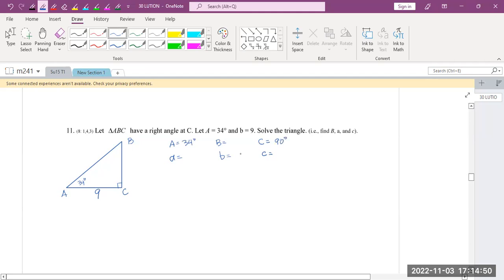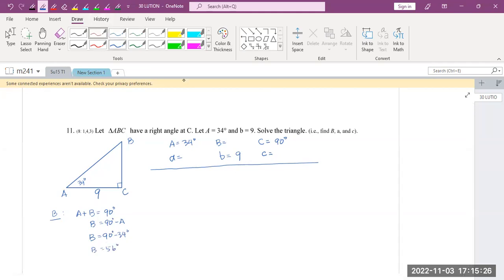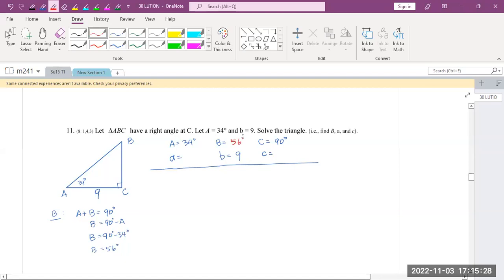We know angle A is 34 degrees and angle C is 90 degrees, right? We know side B is 9. Now look at that picture. What can we do first? I think we can find angle B. We know A plus B plus C is 180, but C is 90, so A plus B is 90 degrees. So B is equal to 90 degrees minus A, which is 90 degrees minus 34 degrees. That's 56 degrees. That's the first thing we get.